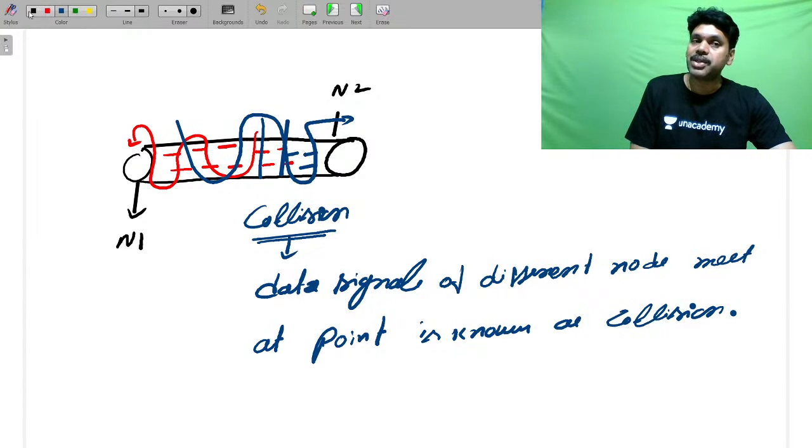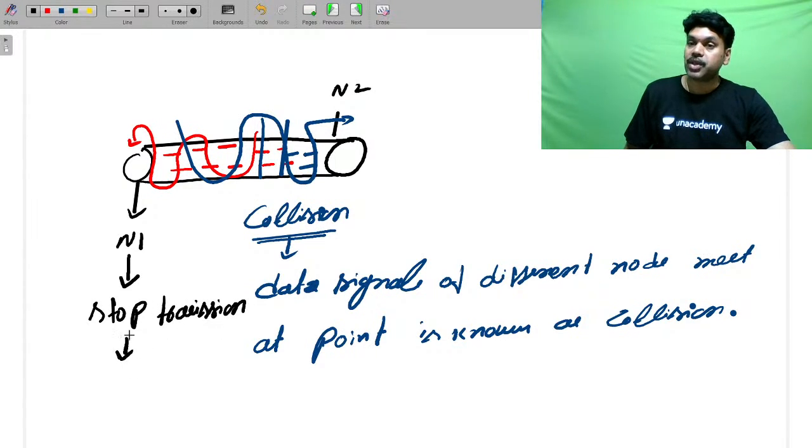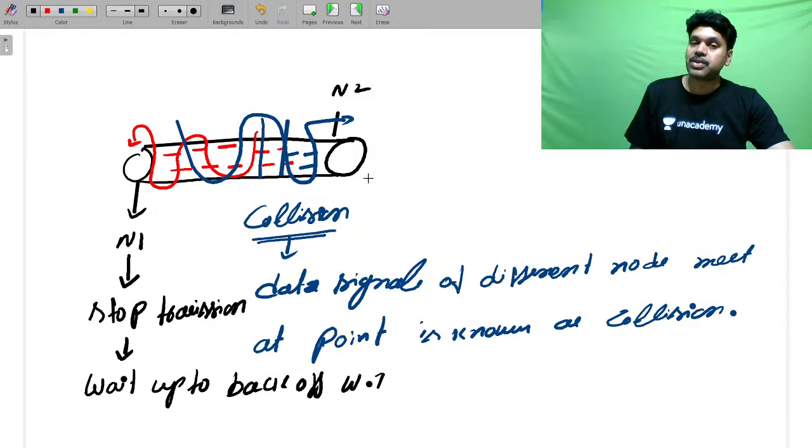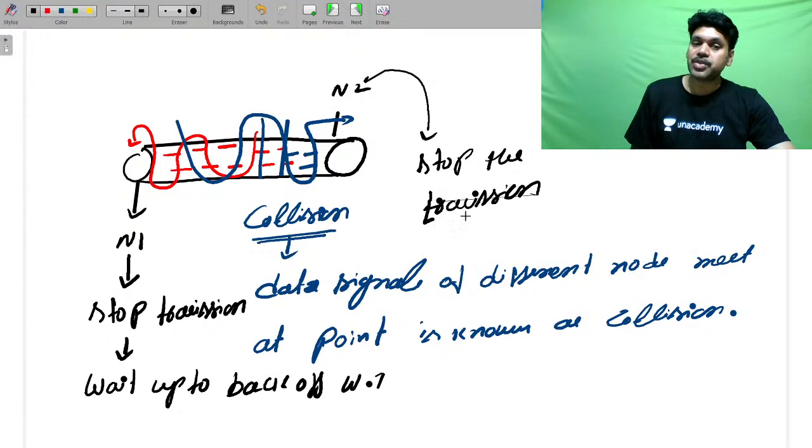When you get the collision signal, node 1 immediately stops the transmission. Then you need to wait up to the back off time, the back off waiting time. And the other node, as it is also under collision, immediately stops the transmission as there is a collision in the medium. Again, it has to wait up to the back off time.